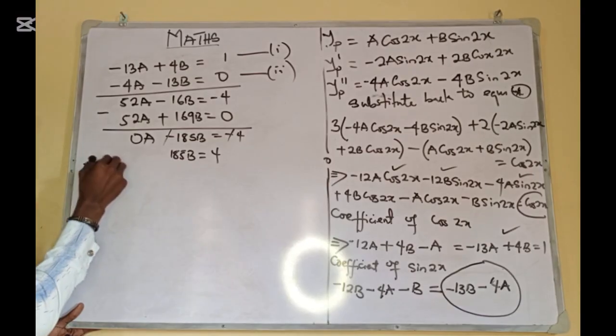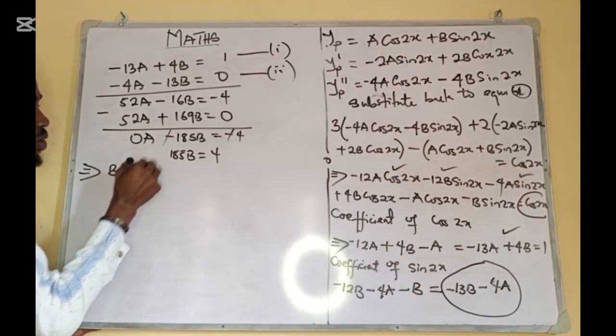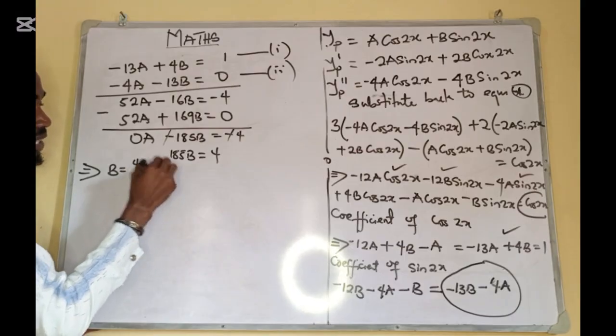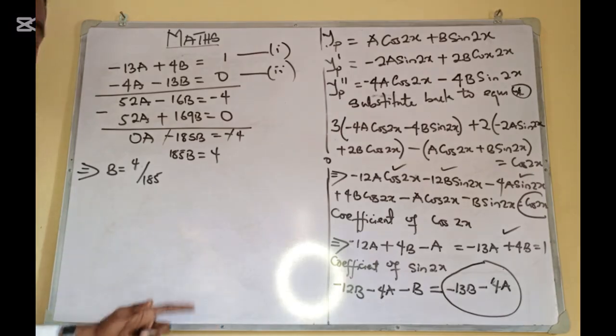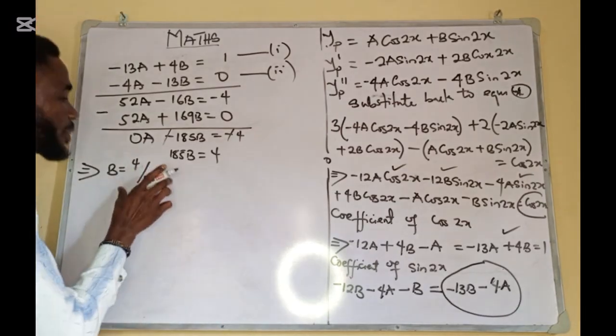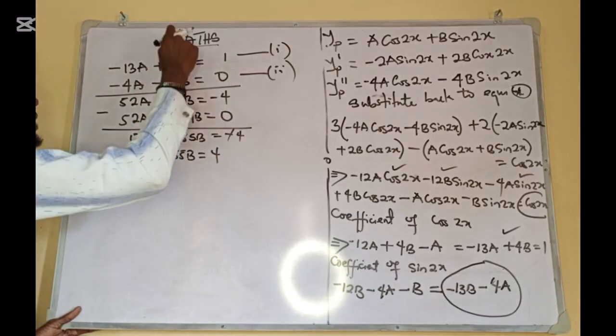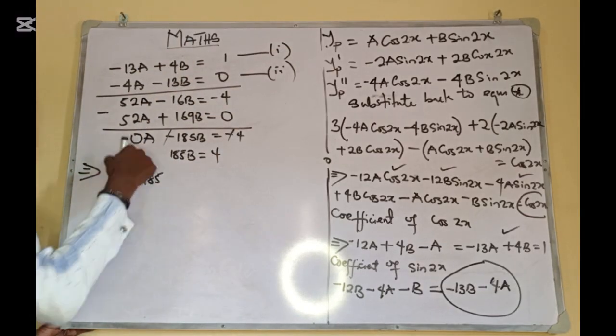This implies that my b is equal to what? 4 over 100 and what? 85. I've gotten b. Now let me get a. I want to get a now. If I want to get a, I'm going to put b in equation 1. We know b now, carry this b, put it here. Because of space, let me just put b here.